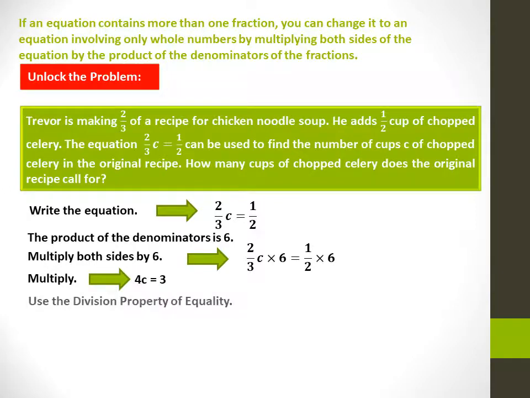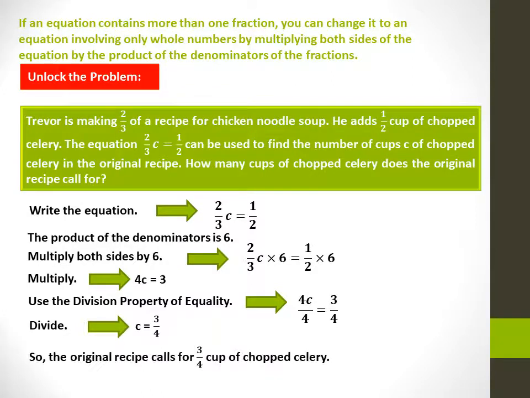4c equals 3. Use the division property of equality. Now to get c by itself, I need to divide by 4. 4c over 4 equals 3 over 4. Divide. c equals 3 over 4. So the original recipe calls for 3 over 4 cup of chopped celery.